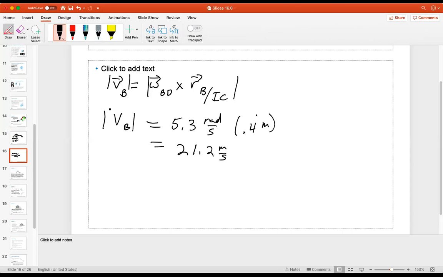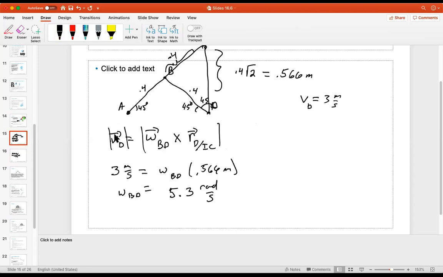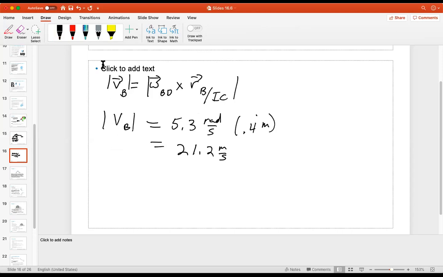Okay, so now I have the velocity of B, but on the other hand, we know that the velocity of B has to be along this 45-degree line, which is down and to the right. So I can immediately write down the vector form of the velocity of B is 21.2 meters per second times the unit vector along a 45-degree line down and to the right. That's going to be x hat minus y hat over the square root of 2.